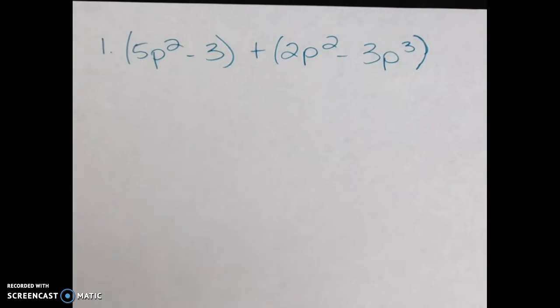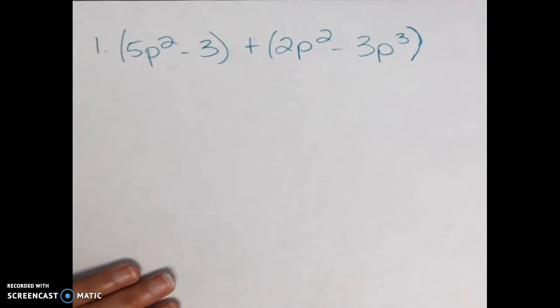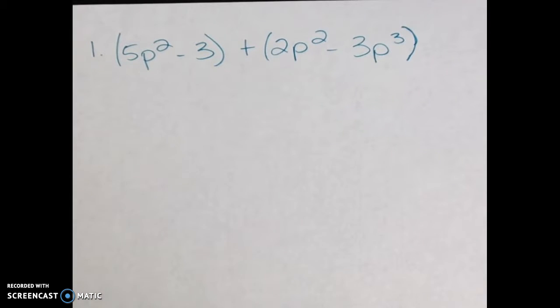Today we will be working on adding polynomials. One thing to remember when we are adding polynomials is that they have to have a like term. A like term is the same variable with the same exponent. So let's take a look.